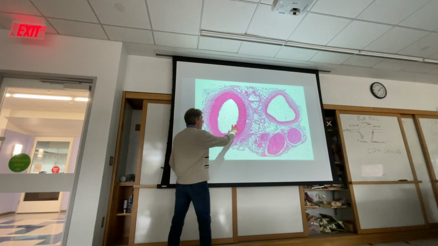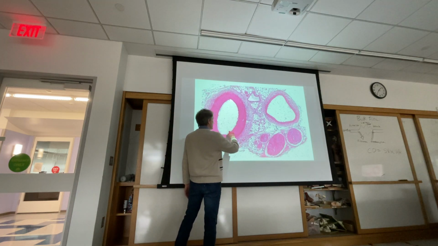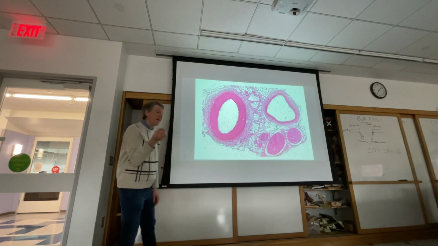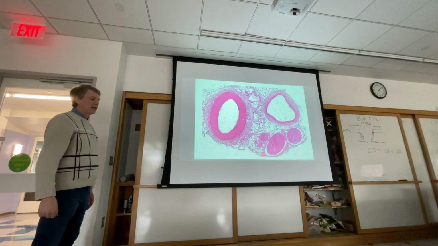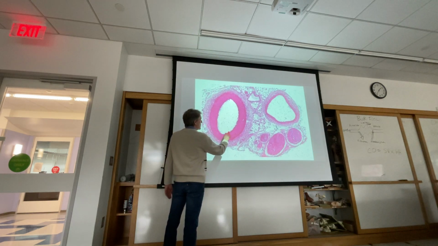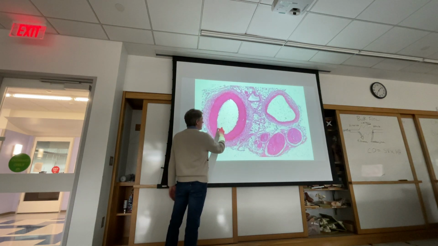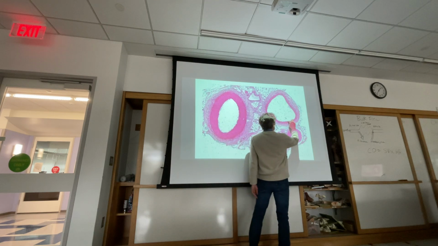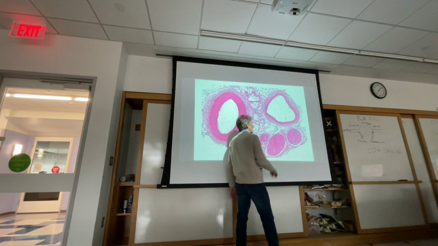So the innermost layer, which is basically just a single cell layer thick, that would be the endothelium, or that would be the tunica interna, which is made up of the endothelium. So tunica interna, it's also called the tunica intima. You could use either name. So there it is there, that thin layer, that would be the tunica interna.